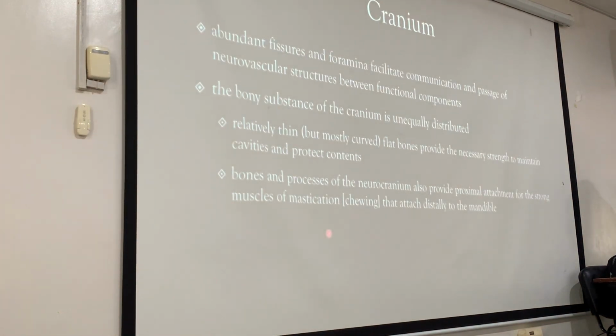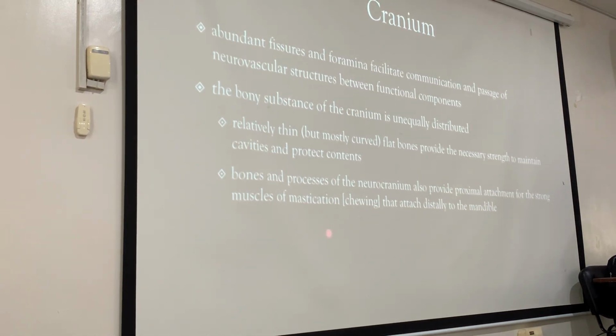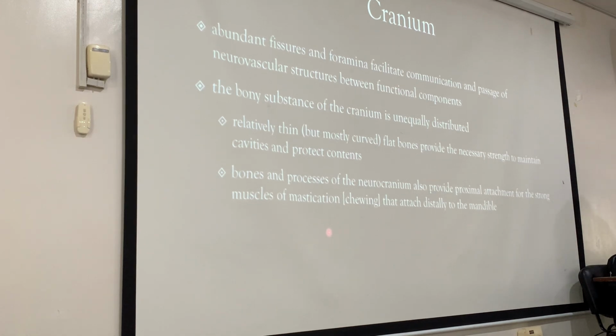So there are abundant fissures and foramina that facilitate communication and passage of neurovascular structures between functional components. So there are many foramina, or holes, in the cranium to allow neurovascular structures, meaning nerves and blood vessels, to pass from the brain going out, or from the body going into the brain. So nerves and blood vessels.